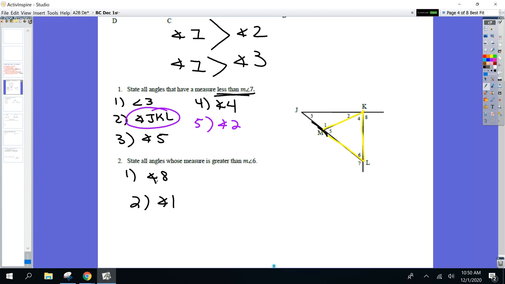Questions there? Make sure you're just dealing with one triangle at a time before you answer which one's bigger than the given angle or smaller. Questions?